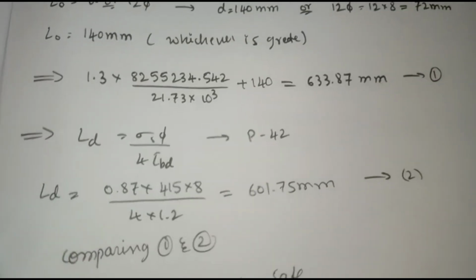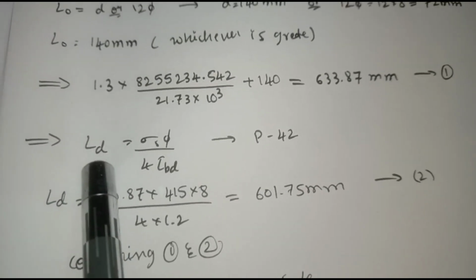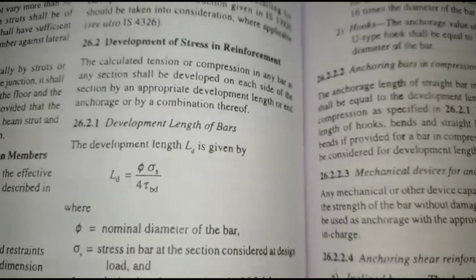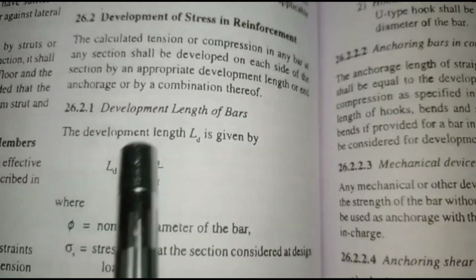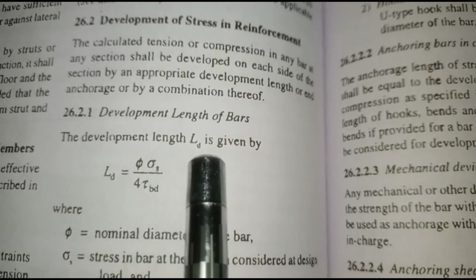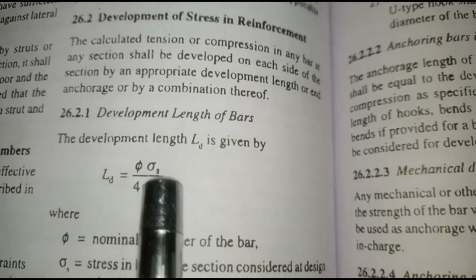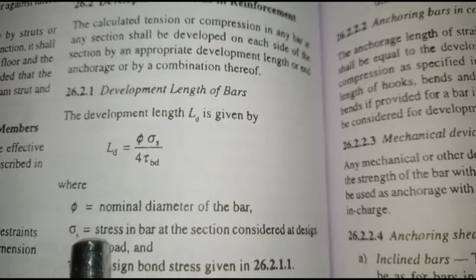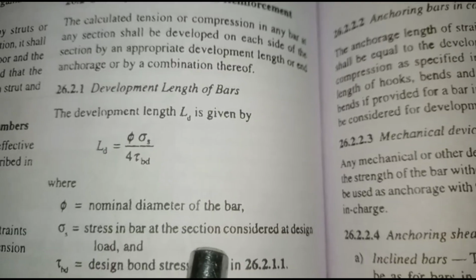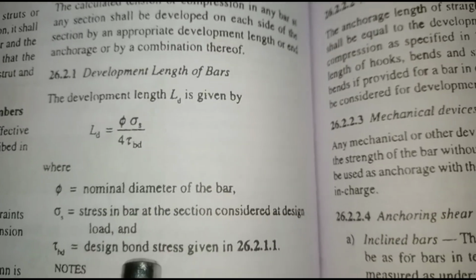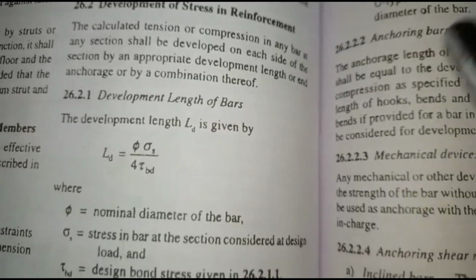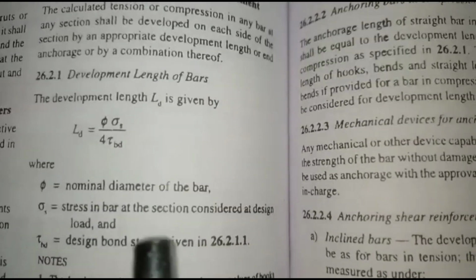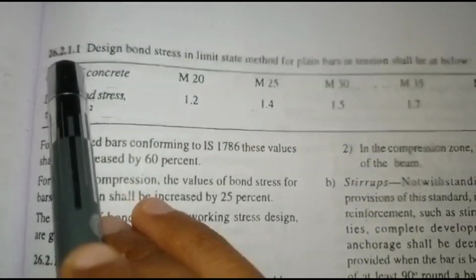Now to find out the LD, again we will go to page number 42. This is page number 42 of IS 456. LD, development length of bars. The development length LD is given by the formula LD is equal to phi sigma s divided by 4 into tau BD, where phi is the diameter of the bar, sigma s is the stress in the bar at the section considered at design load, and tau BD is the design bond stress, which is given in table number 26.2.1.1. So to calculate the tau BD value, we need to refer to table 26.2.1.1.